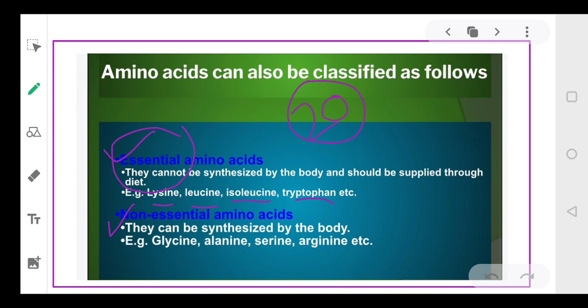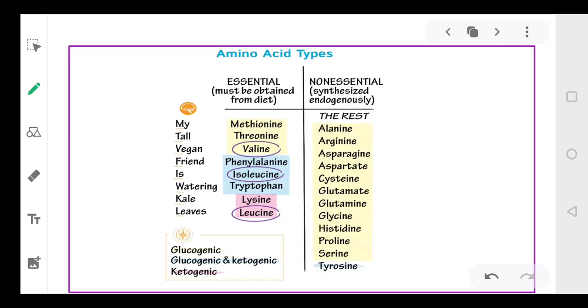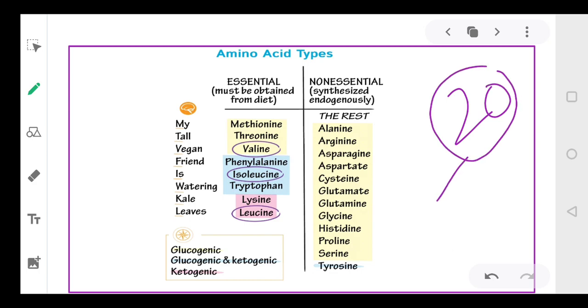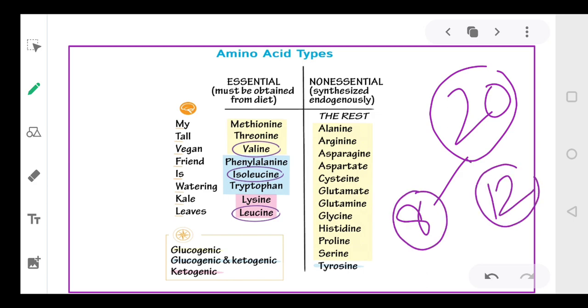Non-essential means those amino acids which our body can prepare. Ye hamari body mein banaye ja sakte hain. Isliye hum inhe hame bahar se lene ki zarurat nahi hai. So glycine, alanine, serine, arginine, these are all made inside your body. Now we can easily remember these essential, non-essential amino acids. See, we know that there are 20 amino acids. Out of those 20, 8 are essential and 12 are non-essential. Yani 12 wo amino acids hain jinhe body apne aap bana leti hai.